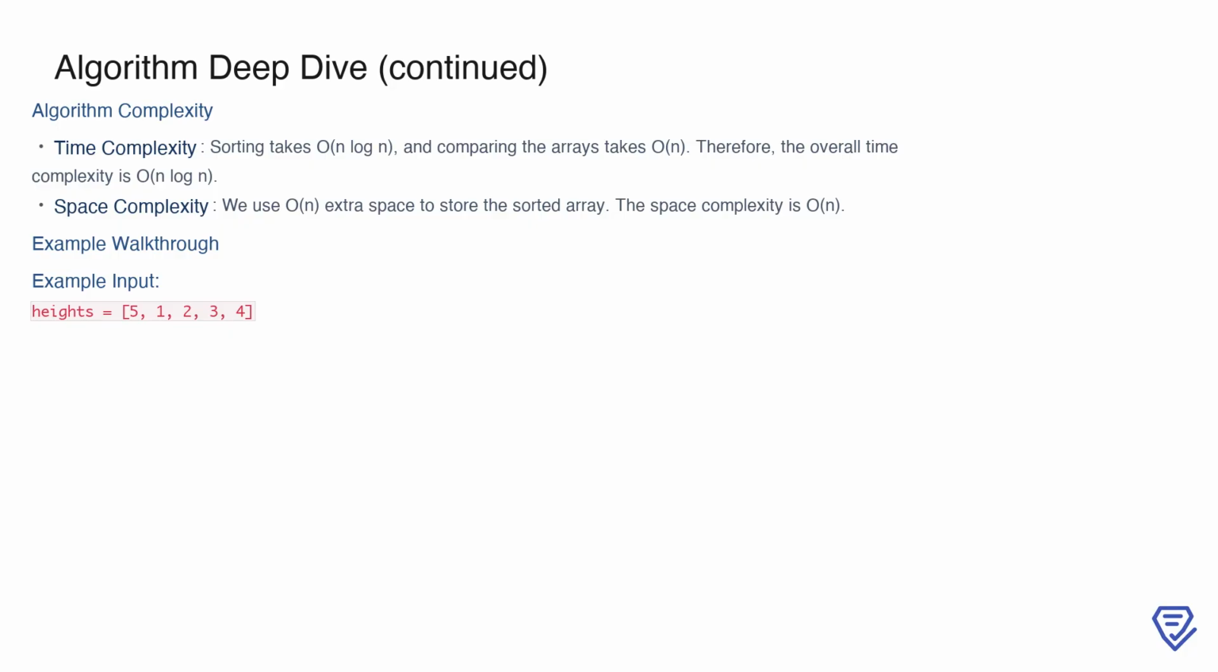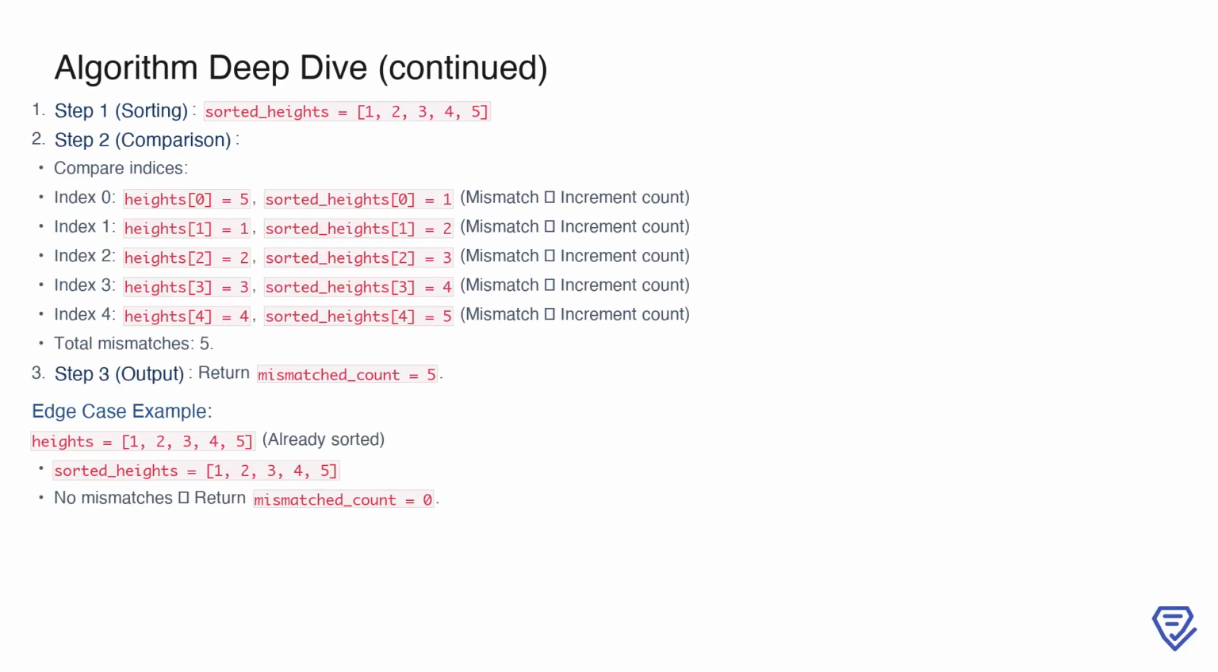To better understand how the algorithm works, let's walk through an example. Suppose the input array is heights equals 5, 1, 2, 3, 4. The goal is to determine how many students are out of place when compared to the sorted order. First, we sort the input array. The sorted version is sorted_heights equals 1, 2, 3, 4, 5.